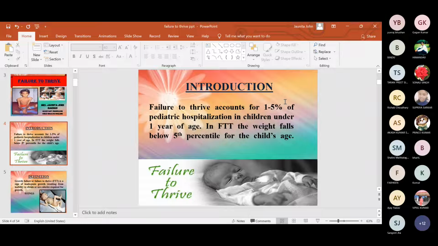So what do you mean by the term written over here, failure to thrive? The weight falls below the 5th percentile for the child's age. I have taught you all earlier as well, I hope you remember what percentile is. A baby who lies on the 5th percentile weighs less than 95% of the other babies of that same age group.